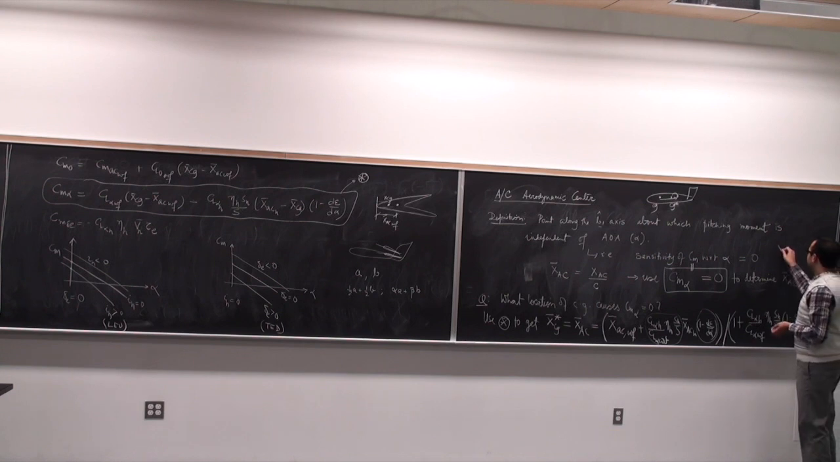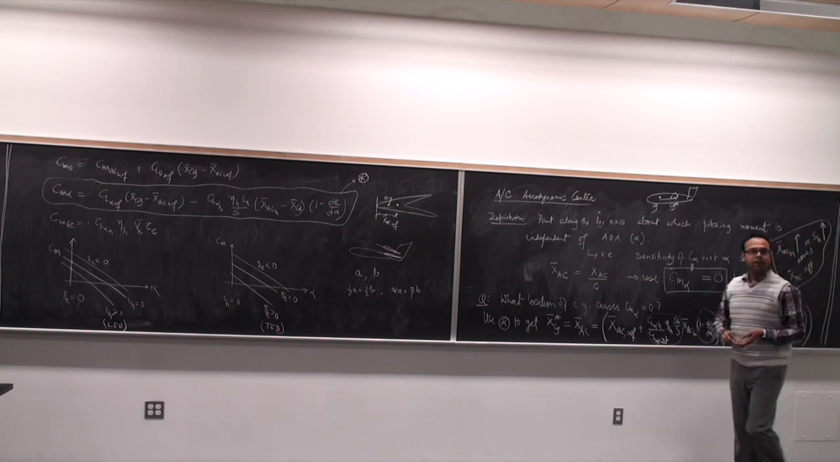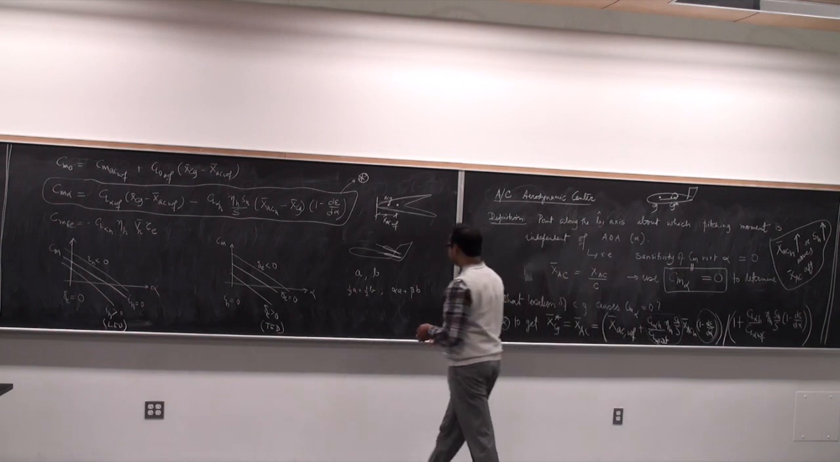So XAC, aerodynamic center of the tail, increase, or SH, increase, moves XAC aft, which is good from the point of view of stability, longitudinal static stability.